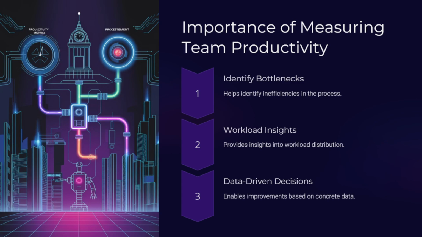So what exactly is the importance of all of these measures to us as Scrum Masters or project managers? Measuring team productivity is critical to identify the bottlenecks and inefficiencies that may hinder the team's progress. Productivity metrics also provide insight into how the work is distributed across the team, ensuring that no single member is overburdened or underutilized. By analyzing these metrics, teams can make data-driven decisions to refine their processes and improve overall performance.